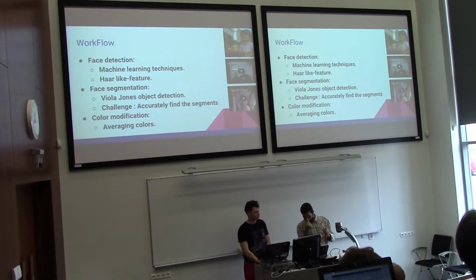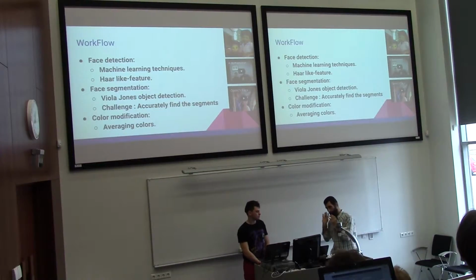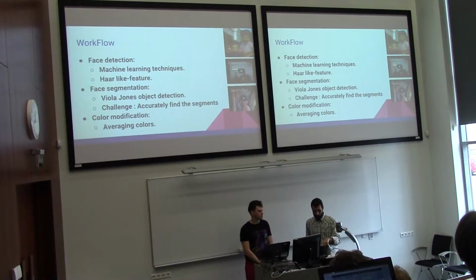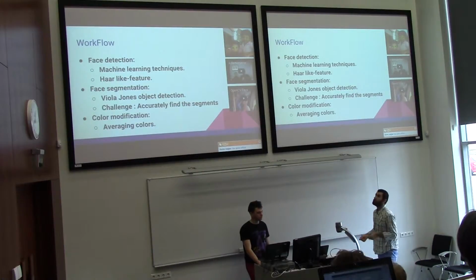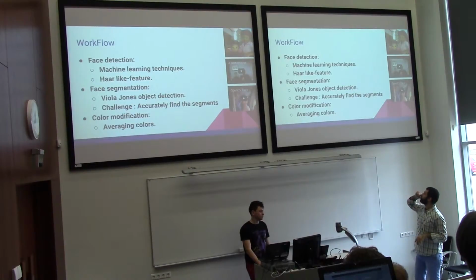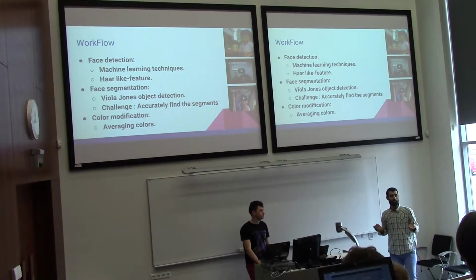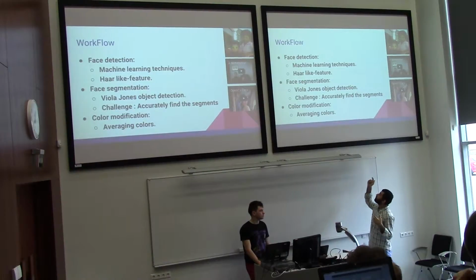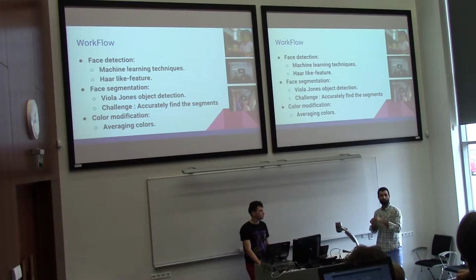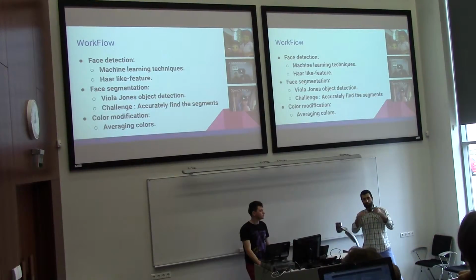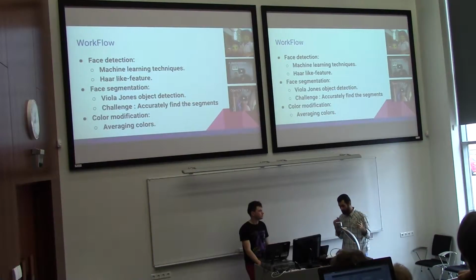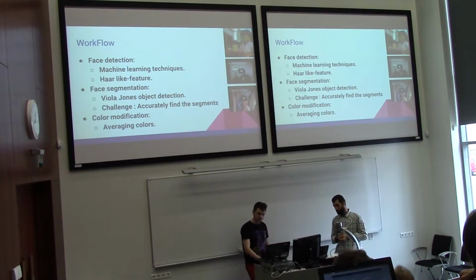After detection of the face will be face segmentation, which is actually Viola-Jones object detection. It also depends on Haar-like features. But the main challenge for both of these methods is accurately defining the segments, because all these methods give you a rectangle. They won't give you accurate borders, for example of the eye or the mouth. The mouth is not a rectangle, and neither is the eye. So this is the main challenge.